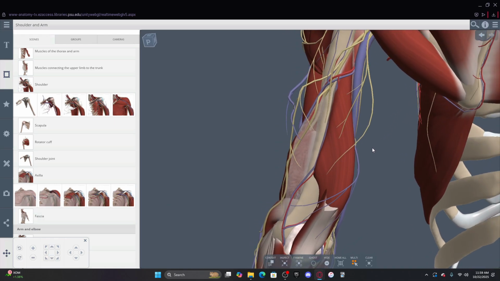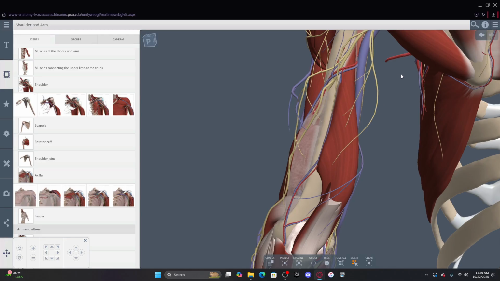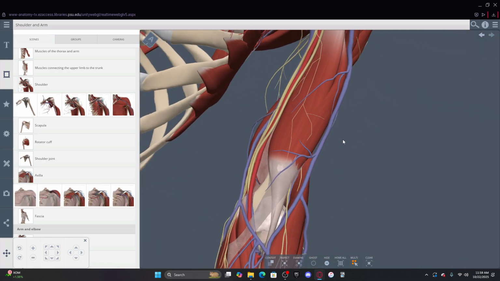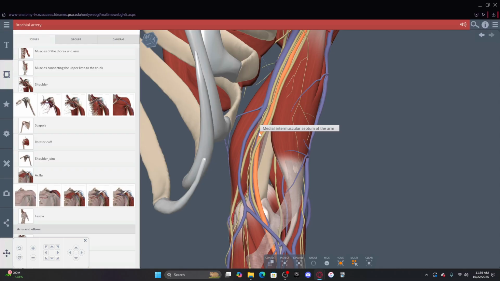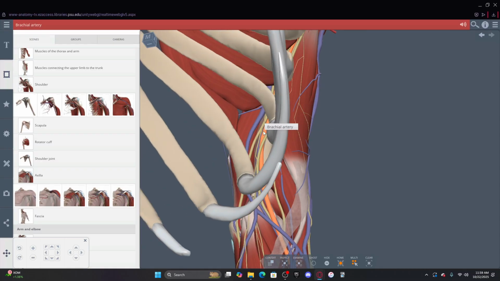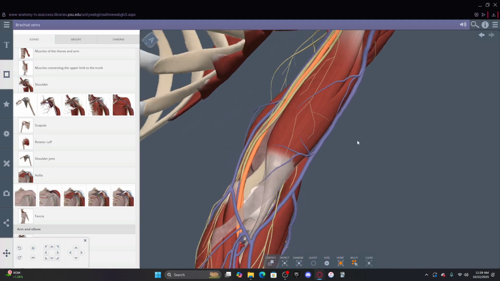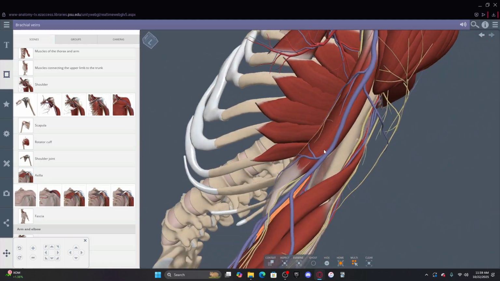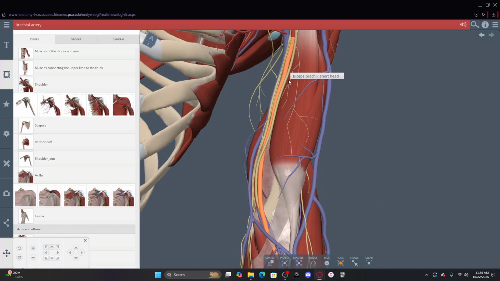Okay. All right, so our deep brachial artery and vein are coming from our brachial artery and vein, right? So this is our basilic vein, right? Our deep brachial artery and vein are not coming from the basilic, they're coming from the brachial artery and vein. So I'm going to click on the brachial artery and the brachial vein. You can see that. I'm going to hide the basilic vein just so it doesn't confuse us.